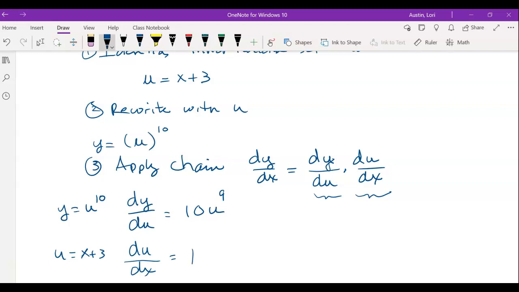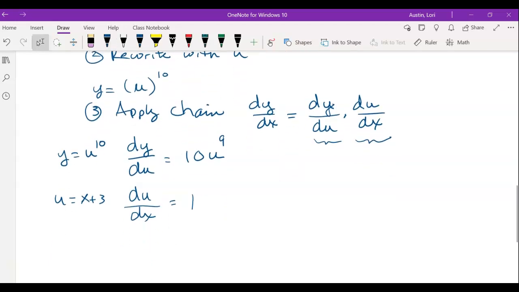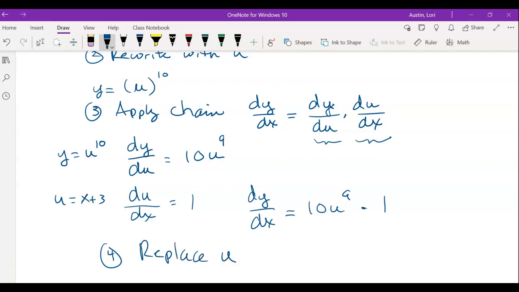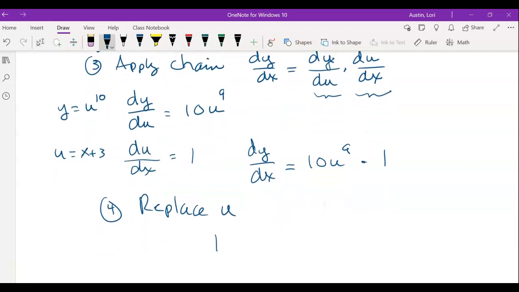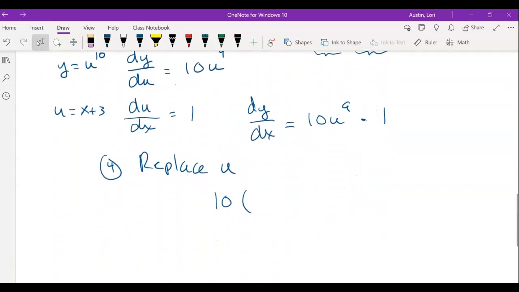All right, which means we're going to quickly follow it up with not so horrible an example. So dy dx is simply my 10 u to the 9th times 1. And the last step is get rid of the u. Replace your u. So what was u equal to? X plus 3.